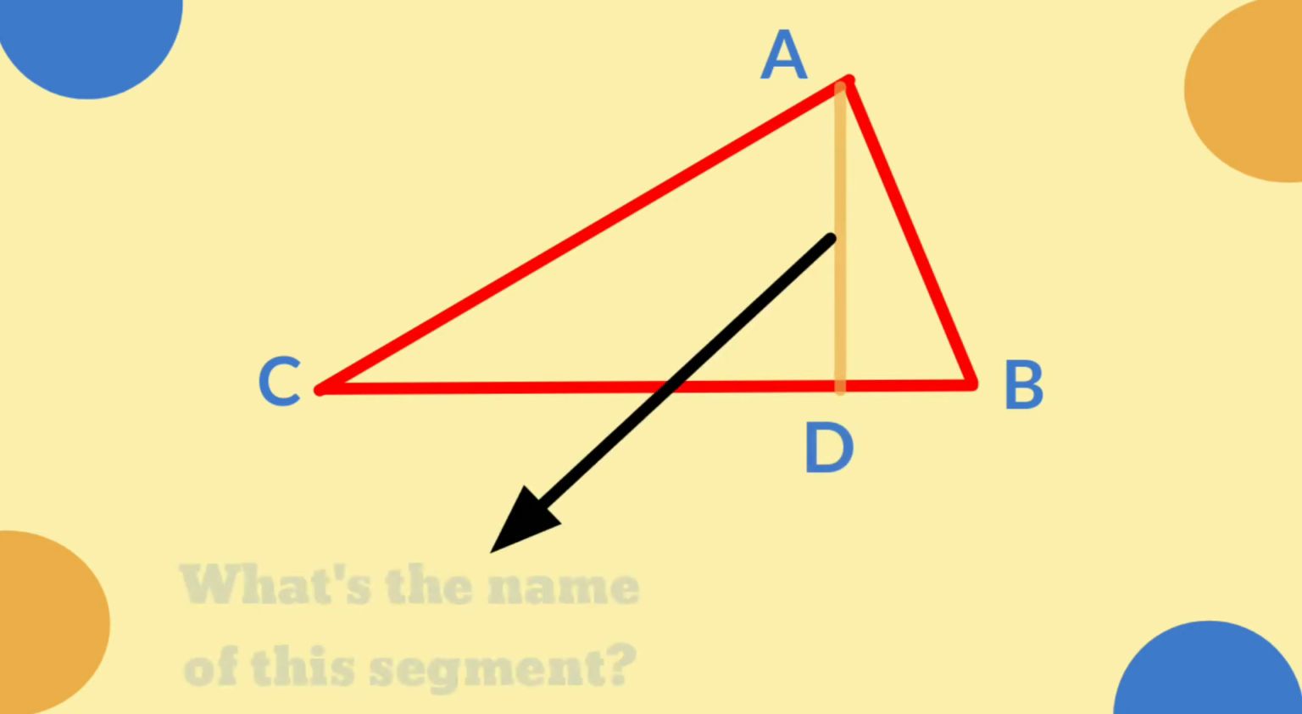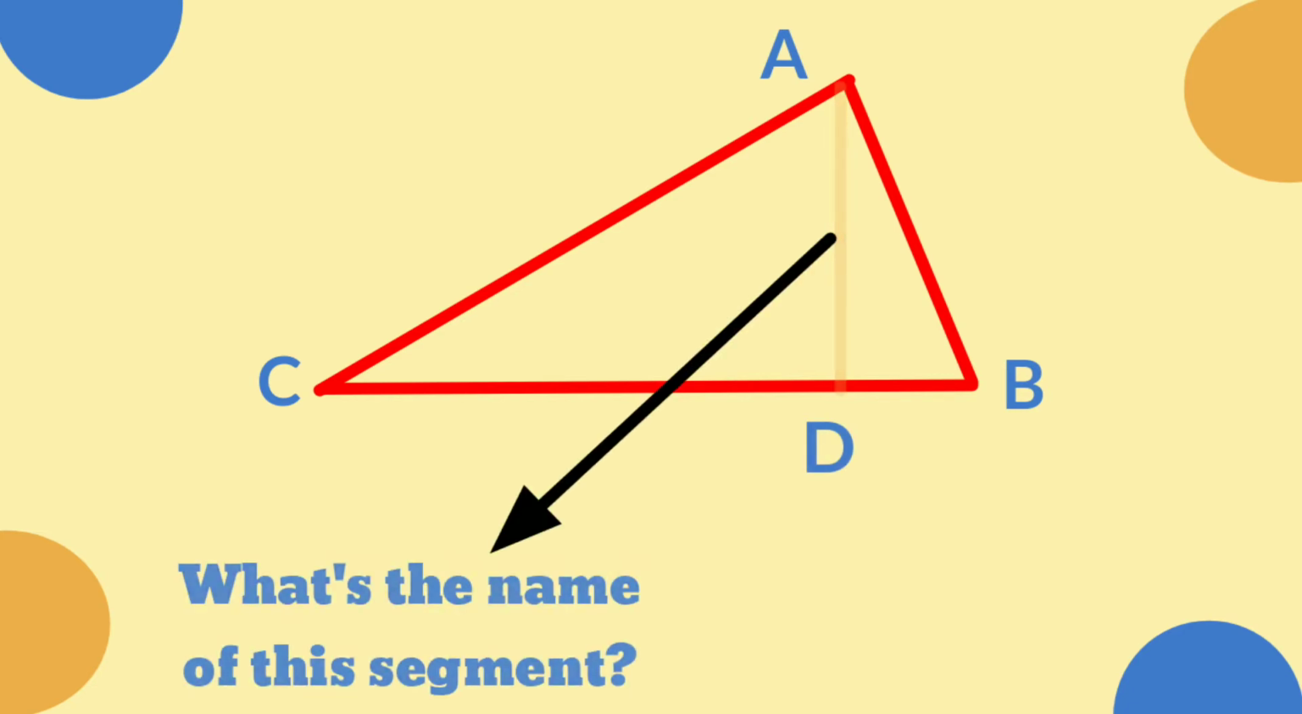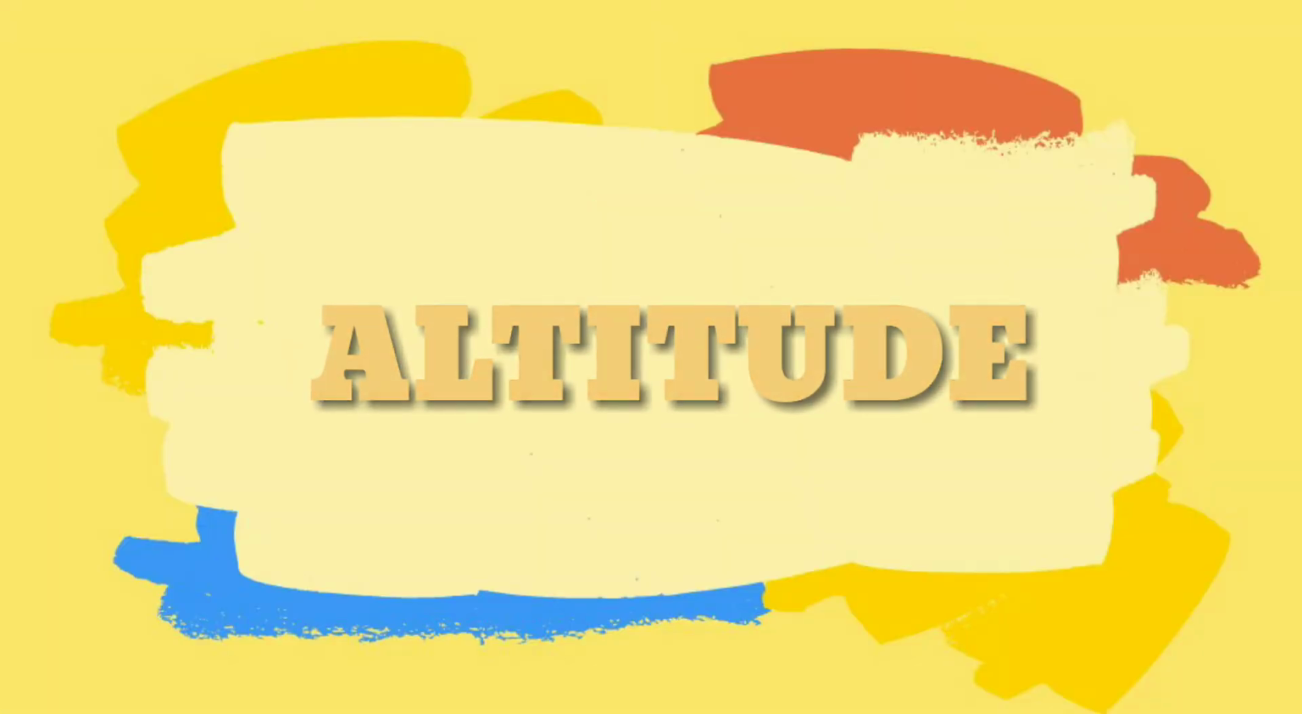Before continuing to make a solution, do you know the name of segment AD? Or the name of the wooden bridge in a special line in a triangle concept? Yes, the name is altitude. Do you know what the altitude is?